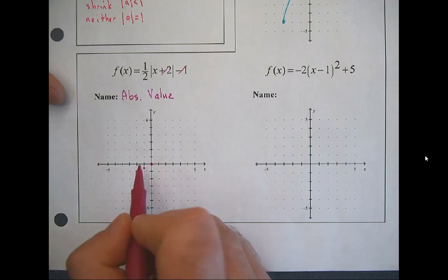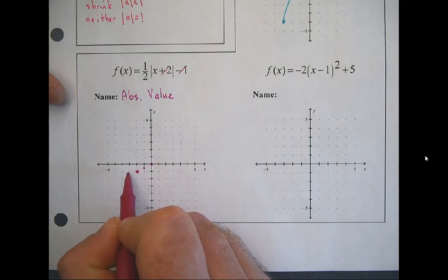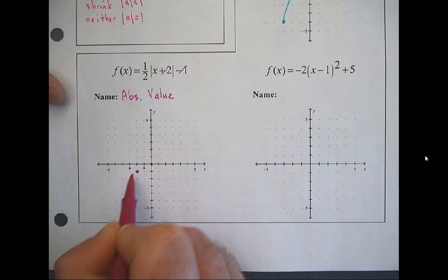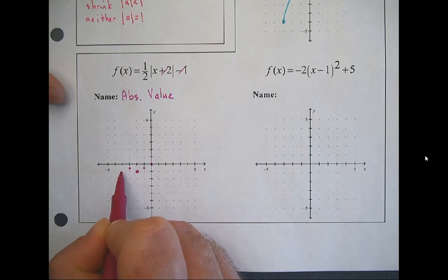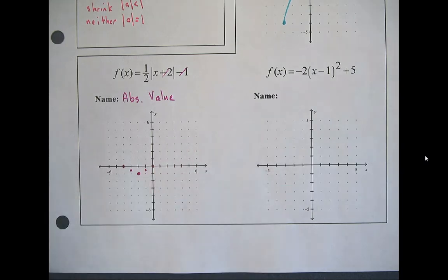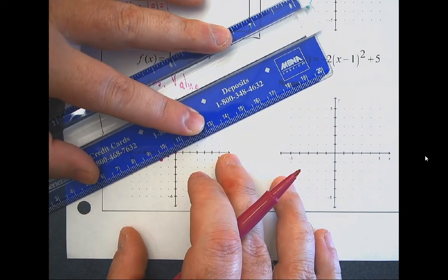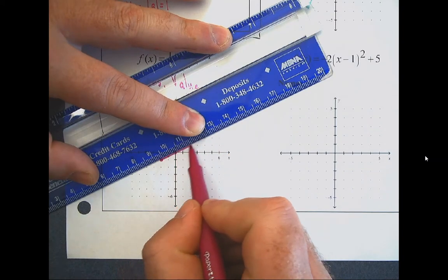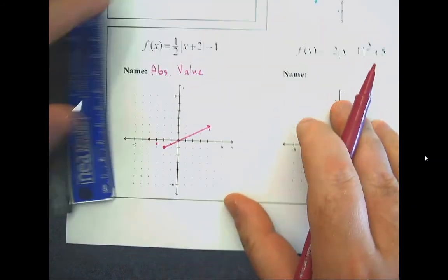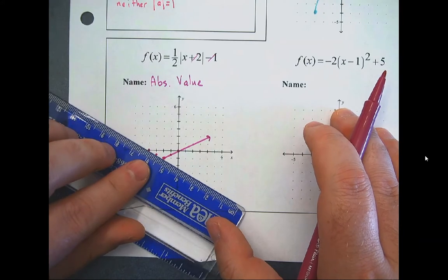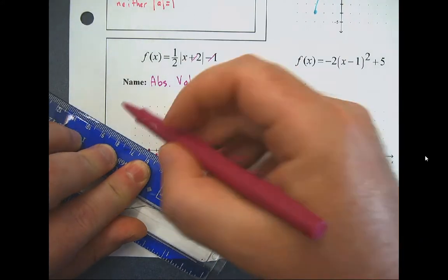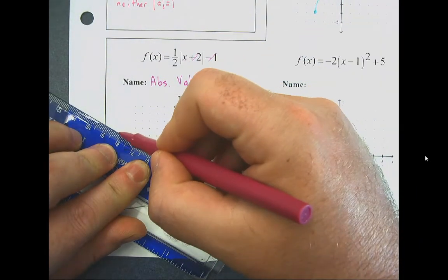Now, I know the absolute value parent function is supposed to make a V, so the other points I'm going to do on this side. So -1, absolute value is 1, half of that is 1/2. -2, absolute value is 2, half of that is 1. Now I grab my straight edge to make everything look fancy. And I've got a nicely transformed absolute value function.